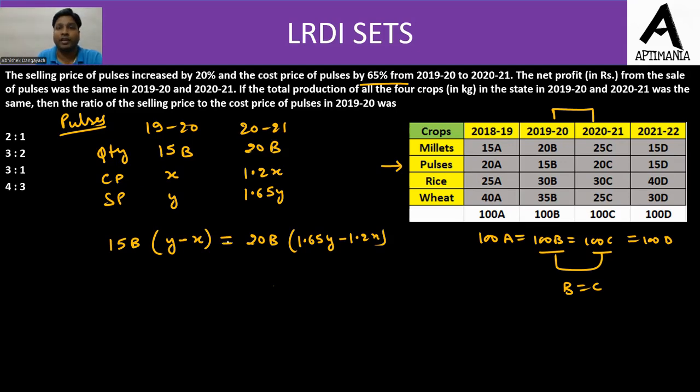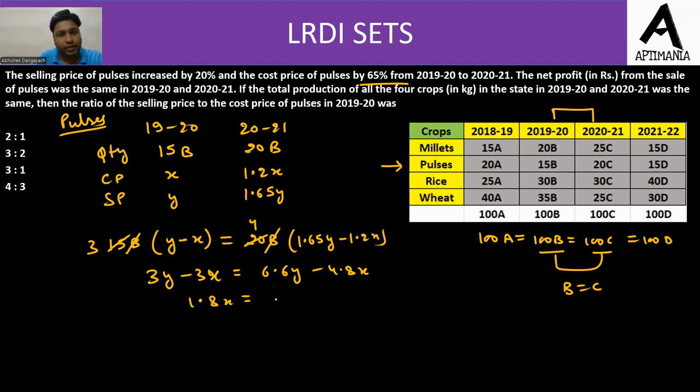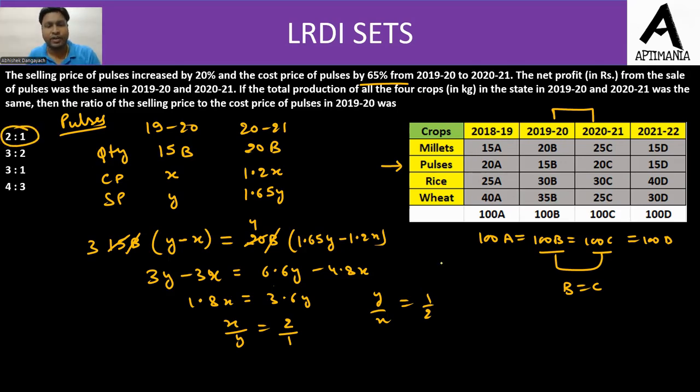And these two values are given to be equal. B and B get cancelled out. This gets cancelled in 3 times and in 4 times. So 3Y minus 3X. This is how much? 6.6Y minus 4.8X. So 1.8X is equal to 3.6Y, or X over Y is 2:1. And we need to calculate the ratio of selling price to cost price, that is Y to X. So that is 1 to 2. The ratio of selling price to the cost price. So selling price is Y. So I think we have some wrong options over here. So it must be 1:2, right?